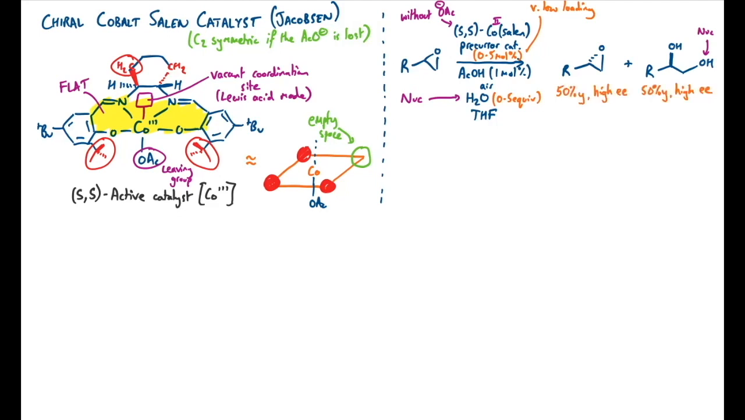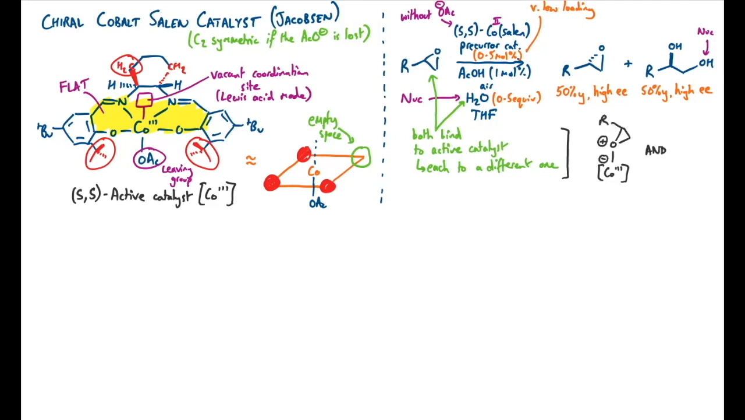Now, research has shown that in this case, it's not just the one enantiomer of an epoxide that binds to the cobalt-3 active catalyst, it's also the water nucleophile. So they both bind to the active catalyst, each to a different one. What I mean for a successful reaction is that the cobalt has to bind the epoxide and activate it as a Lewis acid, but also some other cobalt-3 has to bind the water as a nucleophile, and it will actually make it a better nucleophile.